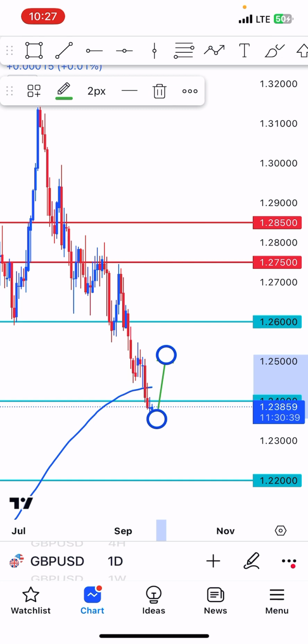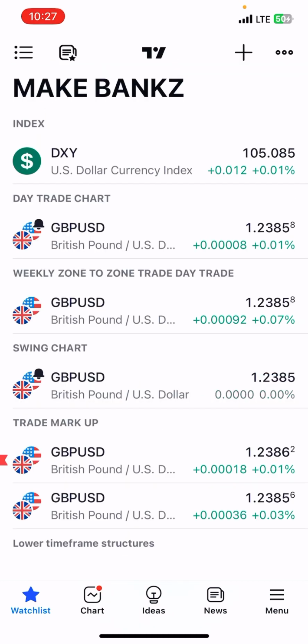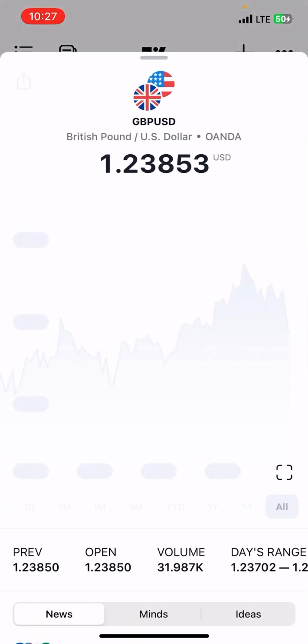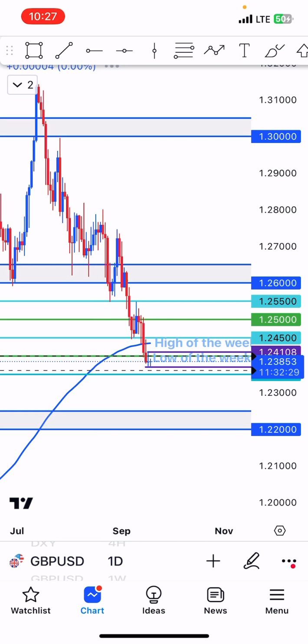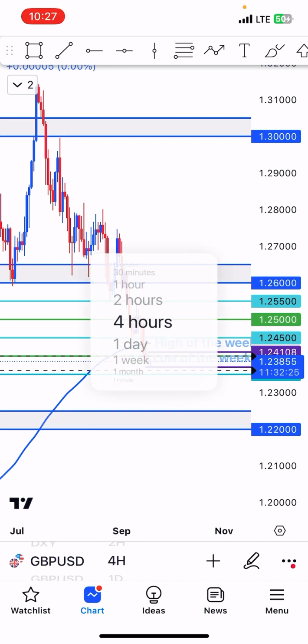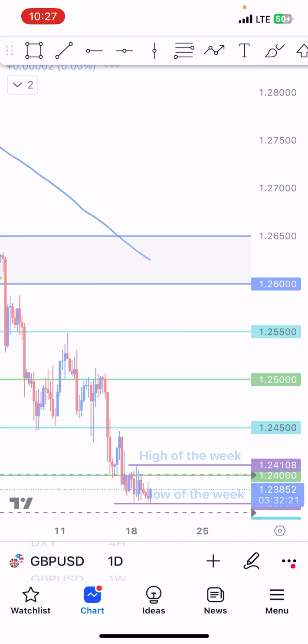So let's talk about entries, because it's not really about direction. If you don't get the right entry, it's going to be a lot of emotions coming in with drawdowns and everything. So this is my chart. Let's go on the daily.